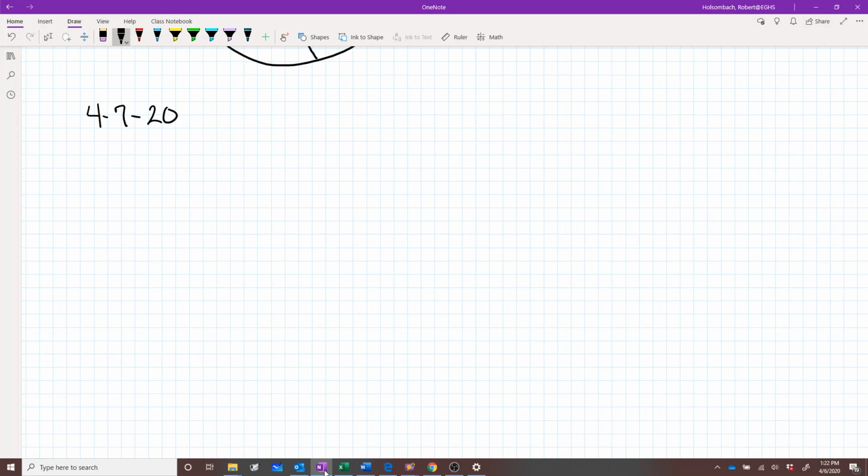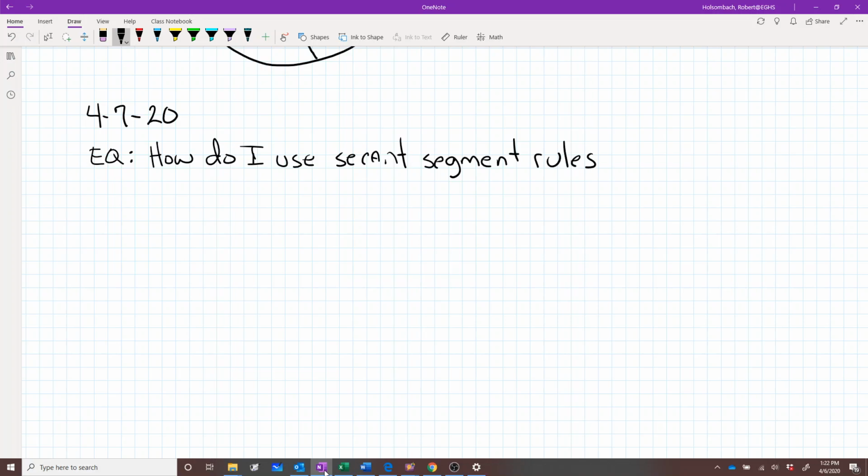And today we are going to be talking about secant segments. And your essential question will be, how do I use secant segment rules to solve circle problems?